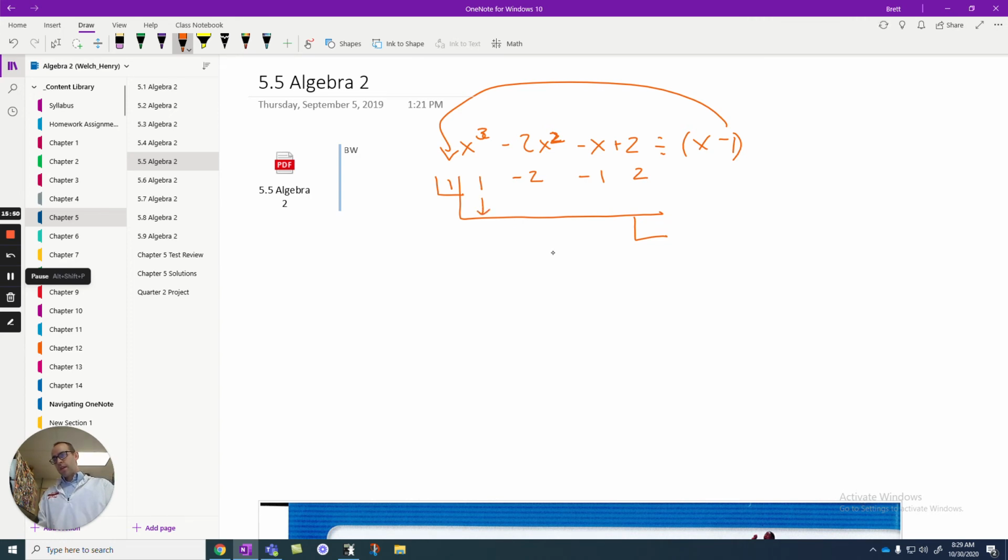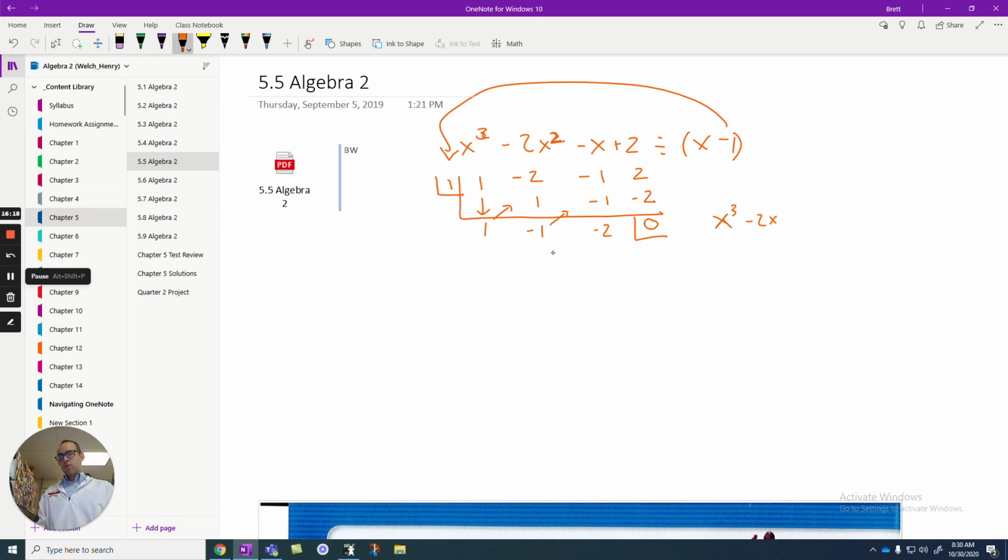The 1 drops down. 1 times 1 is 1. Negative 2 plus 1 is negative 1. Negative 1 times 1 is negative 1. Negative 1 plus negative 1 is negative 2. And 1 times negative 2 is negative 2. My remainder is 0.